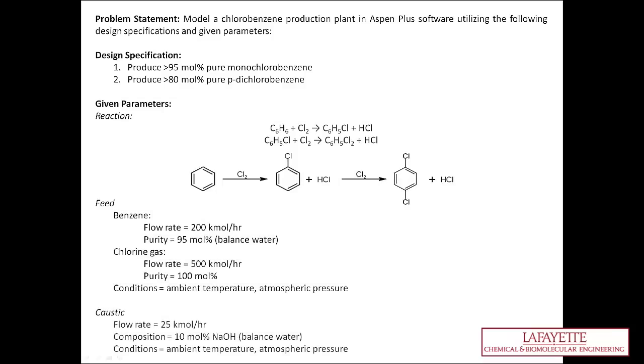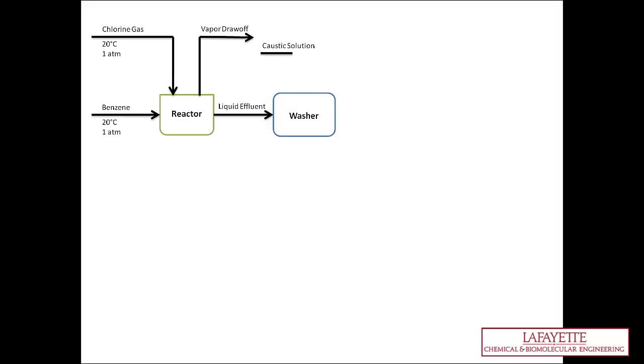Caustic solution is available at the specified conditions to remove impurities from the products. The core of the process involves a reactor, where benzene and chlorine gas are reacted according to the previous reactions shown. The reaction occurs in two phases with a vapor draw-off. The liquid effluent moves on to a washer unit, where the remaining hydrogen chloride is reacted with caustic solution in a neutralization reaction and removed in a waste stream.